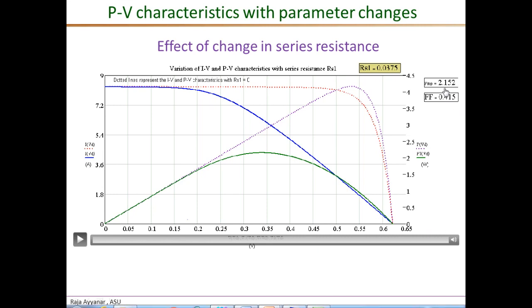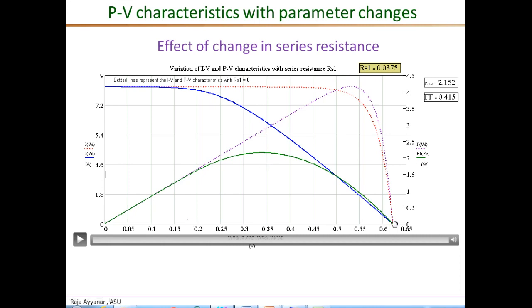You can see the maximum power is drastically reduced. It's about 2.1 watts, and the fill factor is also significantly lower at 0.4. Also note that the maximum point voltage, the VMP, that is the voltage at which the maximum power occurs, has also changed very significantly with the series resistance.